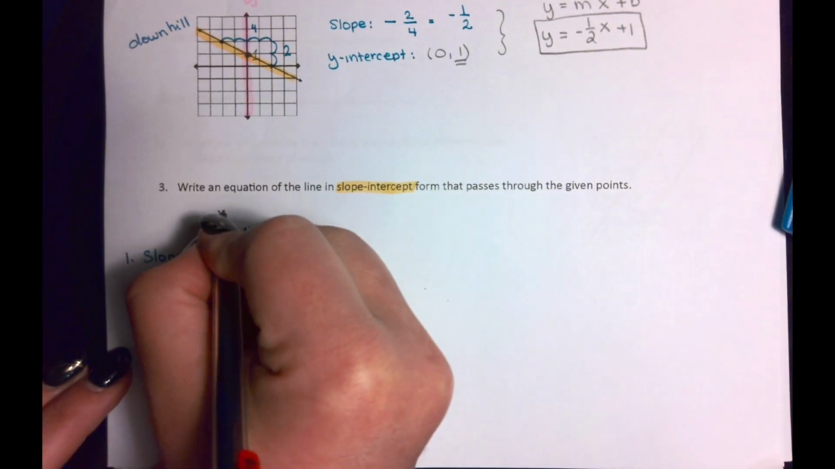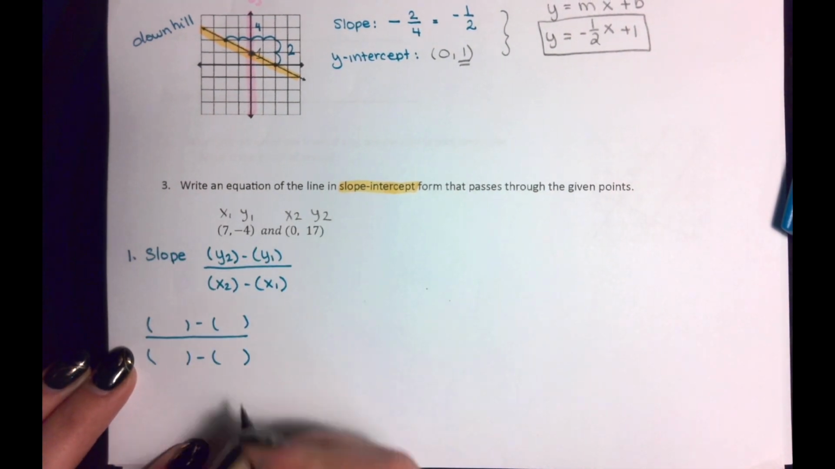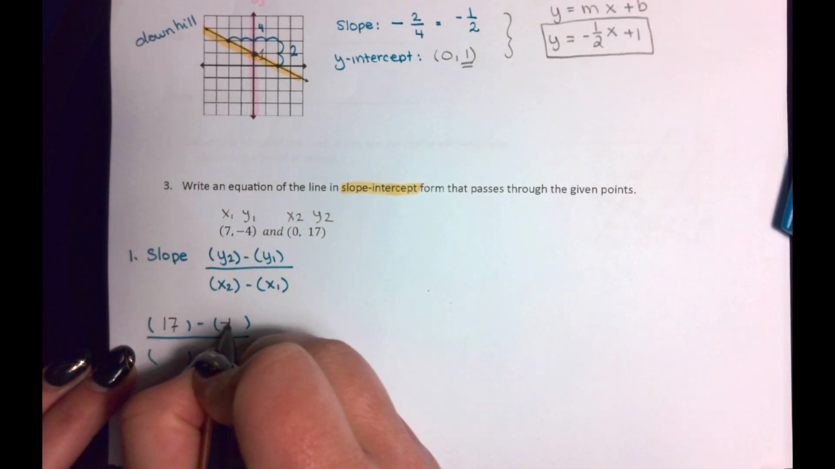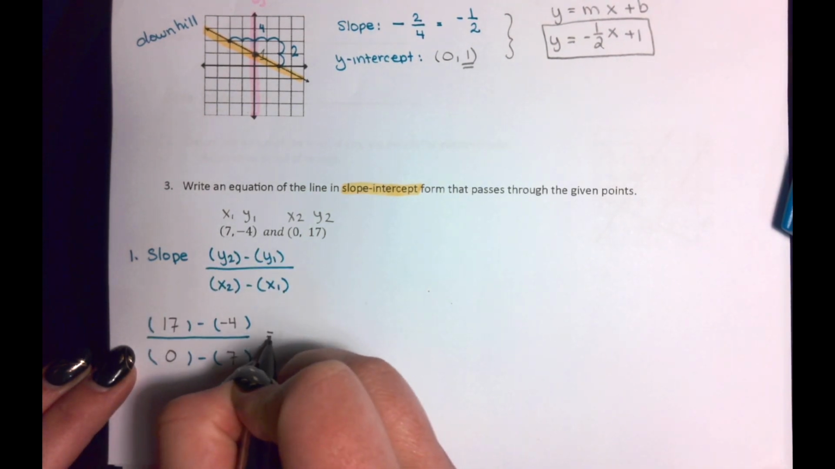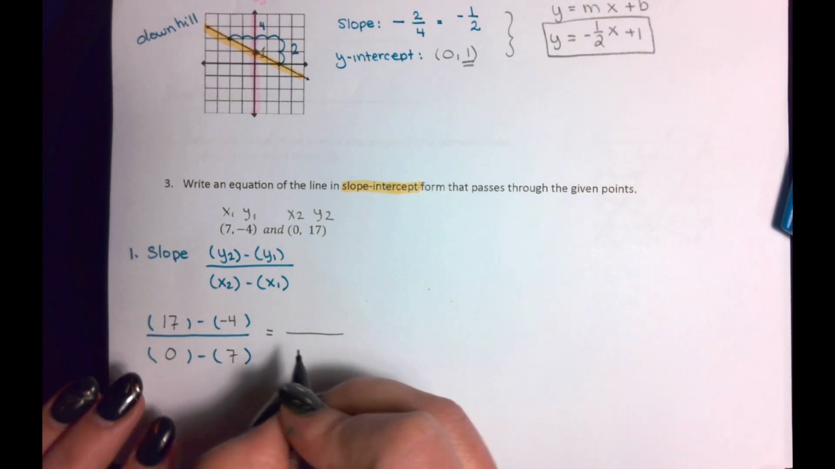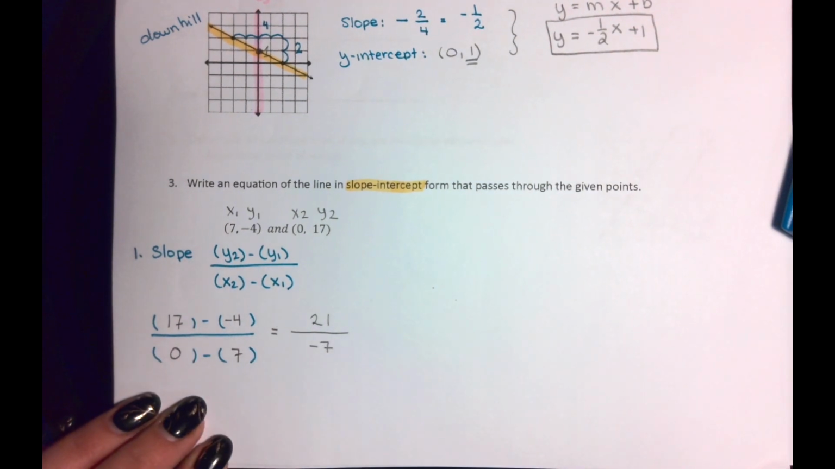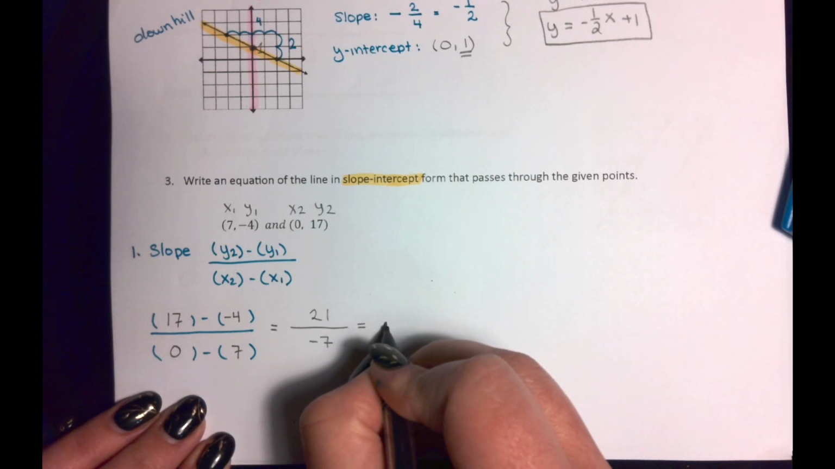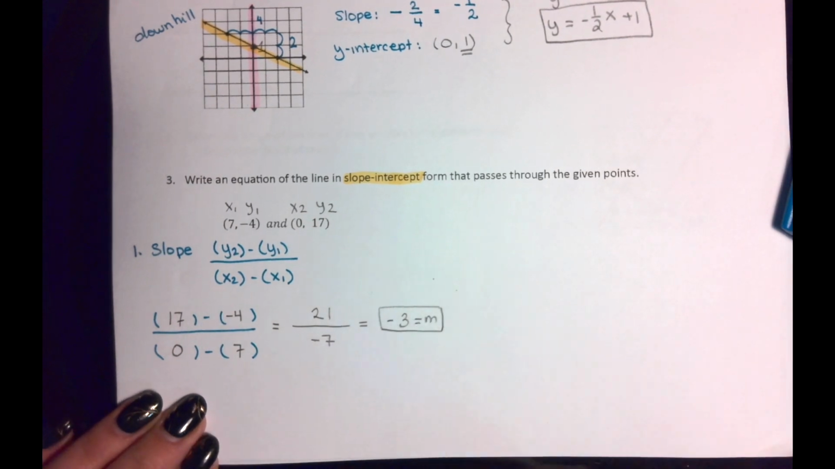For our points, we have x1, y1, x2, y2. Okay, y2 is 17, y1 is negative 4, x2 is 0, x1 is 7. Using a calculator or doing this by hand, we have 21 and negative 7. Make sure that you are simplifying, again, either by calculator or not. 21 divided by negative 7 is a negative 3. And what did we just solve for? That is your m value.